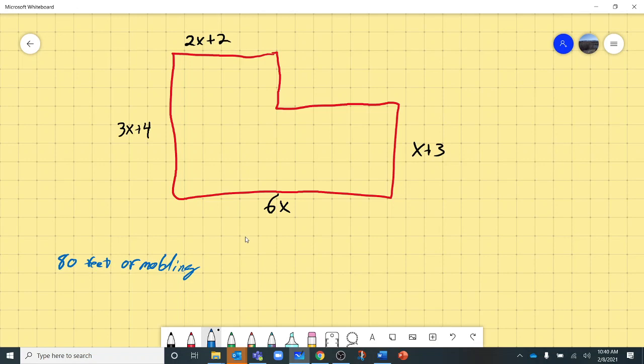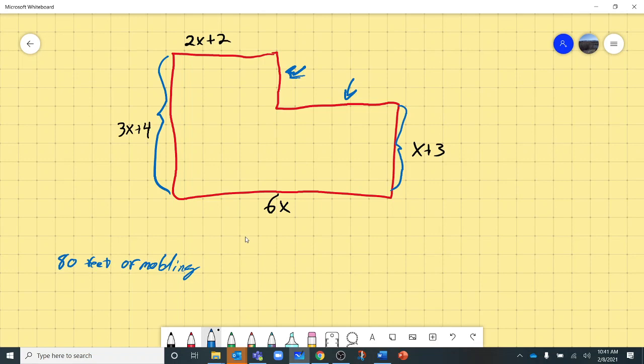Okay, and so we know that we used 80 feet of molding, and these are the dimensions that we have. We need to figure out what this dimension right here and what this dimension right here are to be able to figure all of this out. To figure out this one, we know that the whole length is 3x plus 4, and that this length right here is x plus 3.